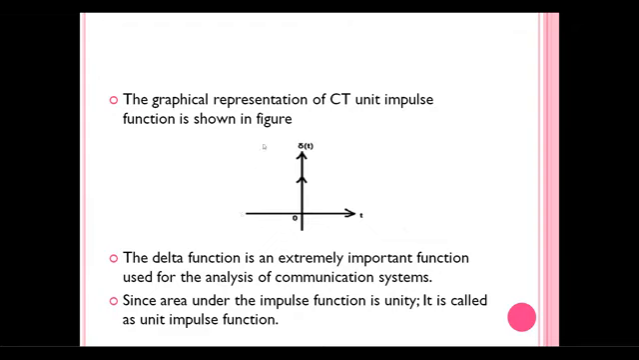Del of t. So you see the graph. From the graph, what is del of t? The del of t signal has value only at time t equal to 0. At time t equal to 0, here we are putting one arrow.